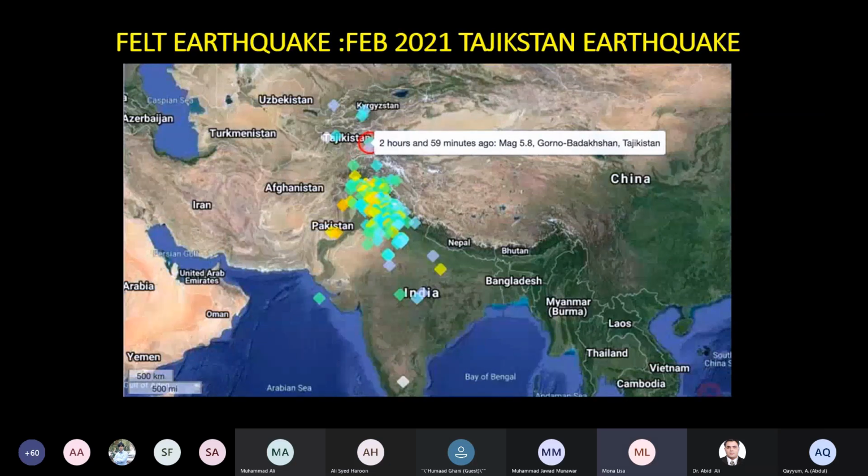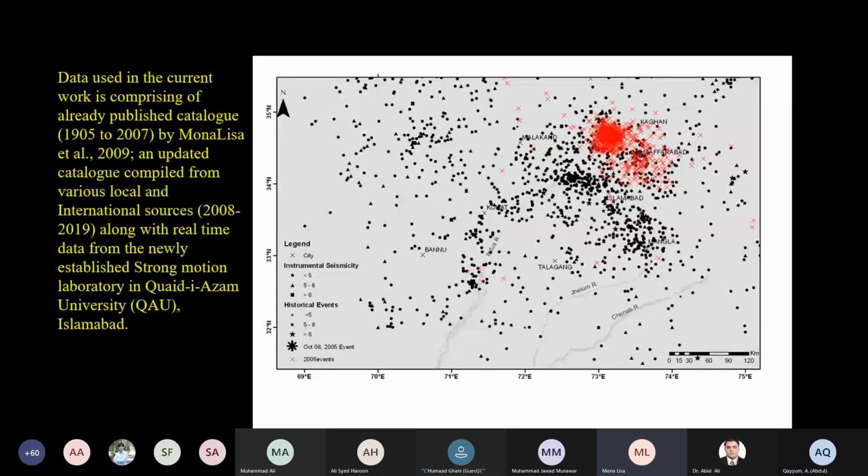So I meant to say that in Pakistan we are not only experiencing originally focused earthquakes whose epicenters lie in Pakistan, but we are also experiencing felt earthquakes due to these active tectonic plate boundaries where Pakistan is situated. So this Tajikistan earthquake occurred most recently. This is one example of such felt earthquakes.